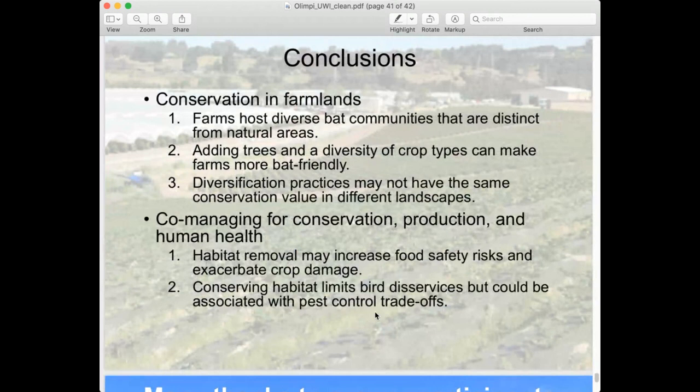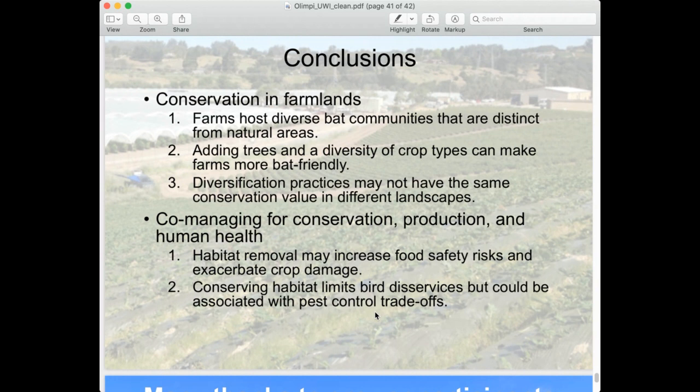So to sum up the talk, which I tried to make brief because I appreciate you guys sticking around and starting later with me. In the first half of the talk, we really focused more on conservation and farmlands. We found that there were different communities and diversity between farms and woodlands, so that's in California. We found that agroforestry can mitigate the negative impacts of agriculture on bats, while crop diversity can improve bat foraging quality. We also saw with the bird stress study that local diversification was associated with birds in better condition in simple landscapes, but not in complex landscapes.